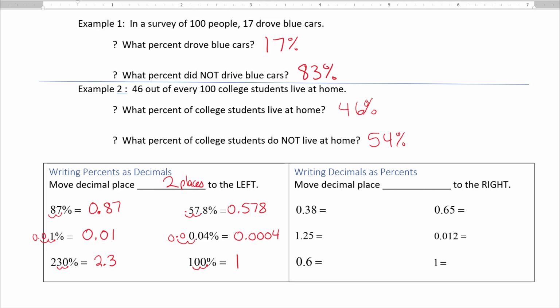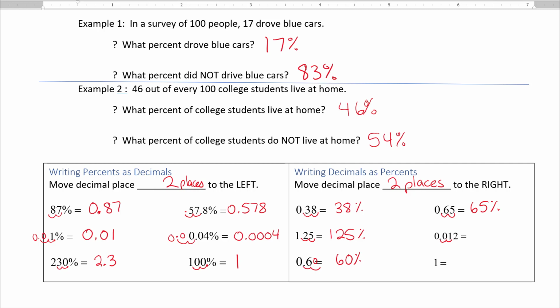Now, writing decimals as percents is the exact opposite. You're going to move your decimal place 2 places, but this time to the right. So 0.38, move the decimal, that's 38%. 1.25, move the decimal 2 places to the right, that's 125%. 0.6, move the decimal over 2 places. Anything that's empty is going to be filled in with a 0, and that turns into 60%. 0.65 is going to be 65% when you move the decimal over.